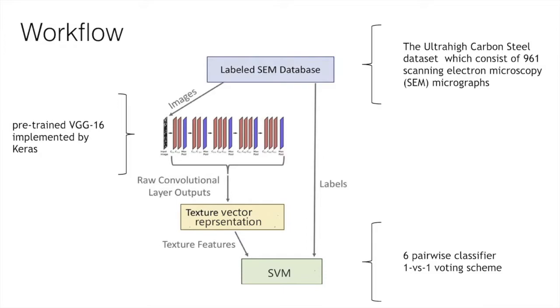Next, one convolution hidden layer has been selected as the texture vector representation, which is also the input features of the final classifier, SVM. In order to deal with the multiple labels problem, a 1-versus-1 voting system is introduced, which includes 6 pairwise classifiers since we have 4 different labels.